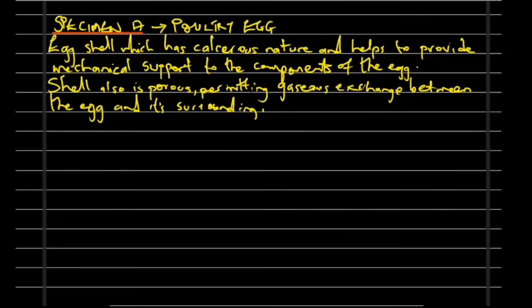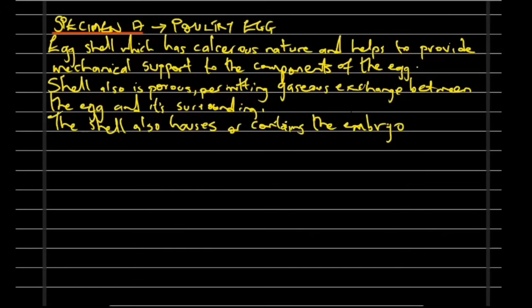Thirdly, I've said that earlier on, that it houses or contains the embryo. The shell also houses or contains the embryo. The embryo is that yolk that we have inside the shell, and then it has some albumin around it.